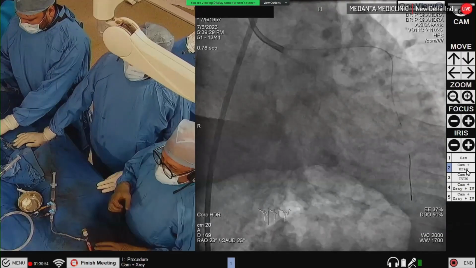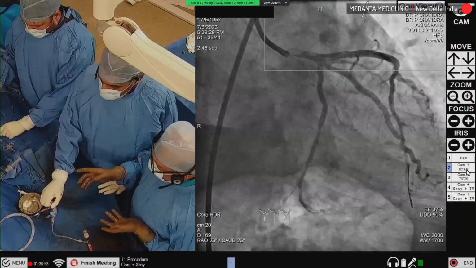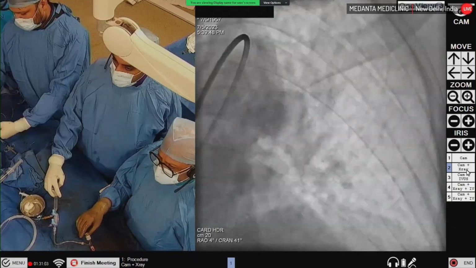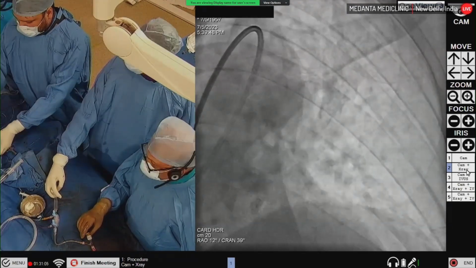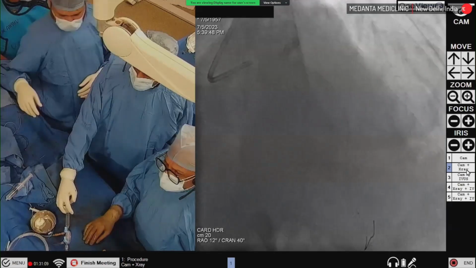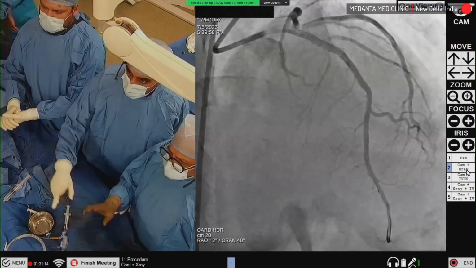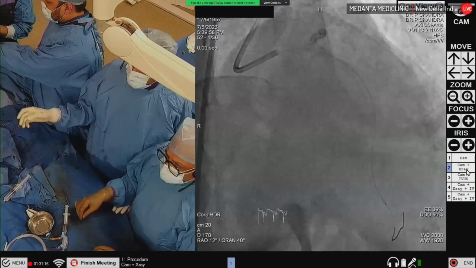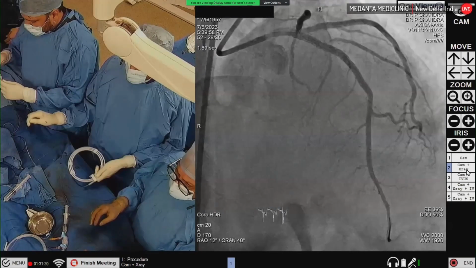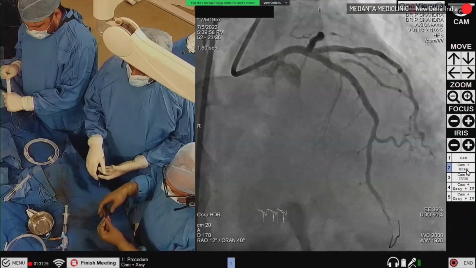Yeah. So I will do a 3.5 dilatation again, a little bit, because we have gone only up to 12 atmospheres. Give me a 3.5 balloon. Center, please. Yeah. Take a shot. Yeah, this looks quite nice. And you can see that the diagonal is also flowing very nicely, and the lesion is responding very well now. So everything looks okay.